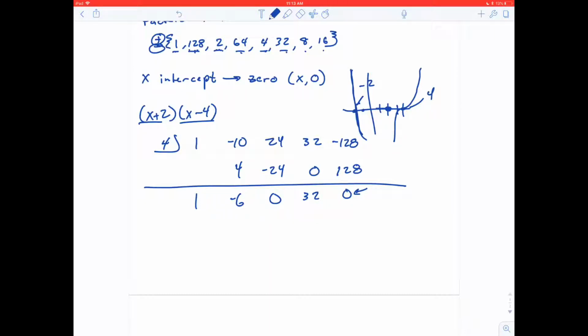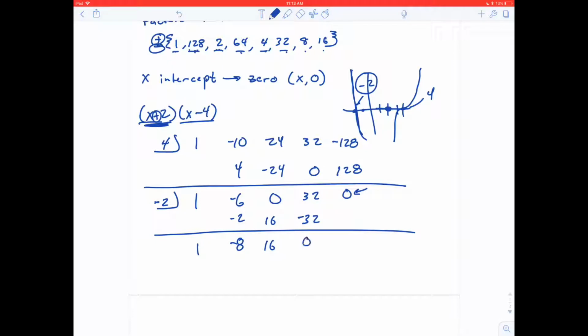Alright, now let's go ahead. Now on this answer, use the other division here. This is where a lot of people get tripped up. Oh, we're going to do a negative 2, right? Remember, you got to change the sign there. So let's do a negative 2 on this. So bring down the 1, multiply, add, multiply, add, multiply, add, multiply, add. So looky there. I got another 0.